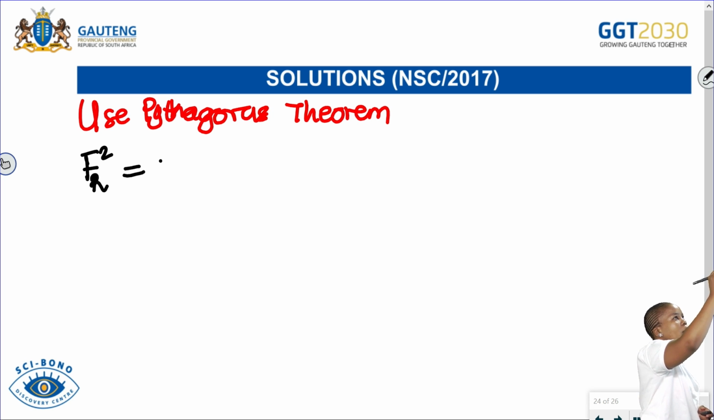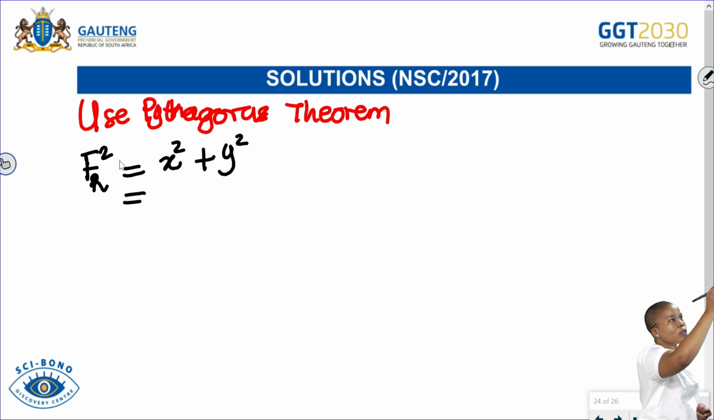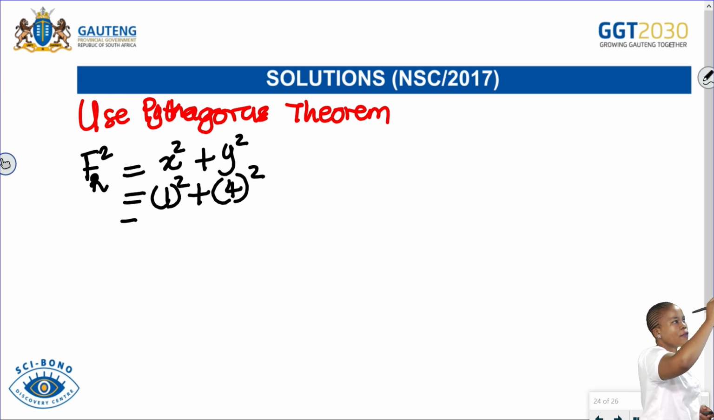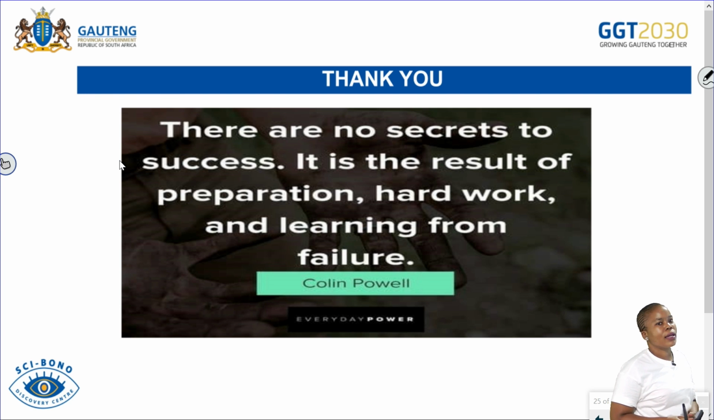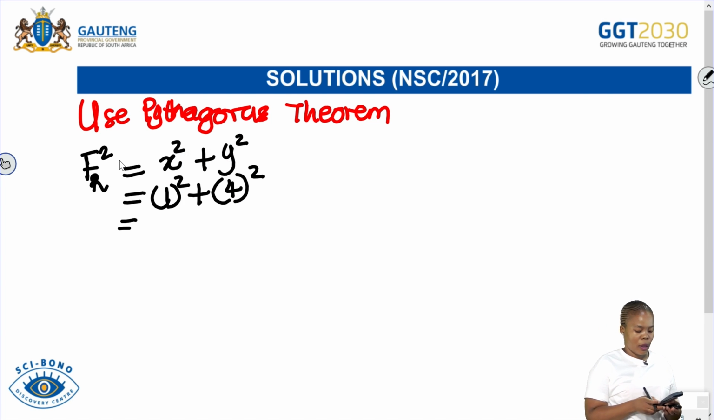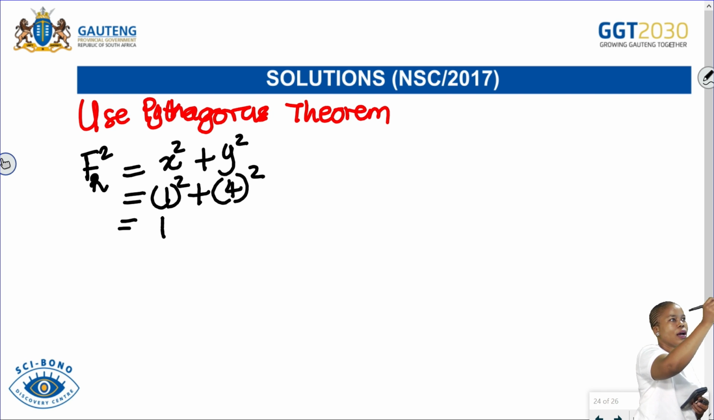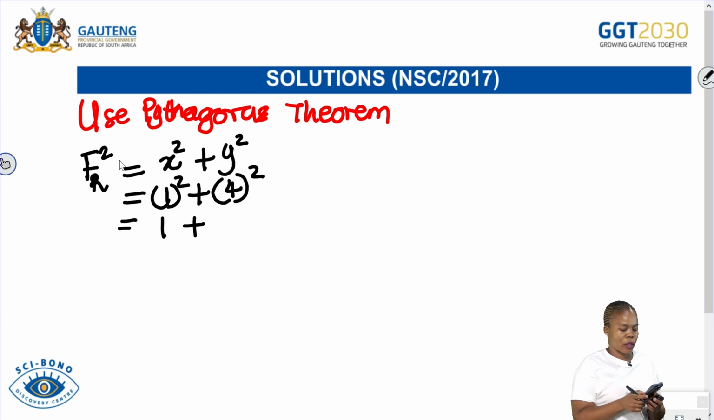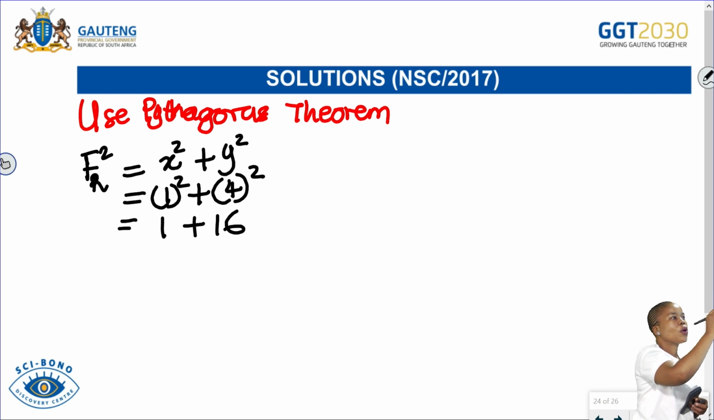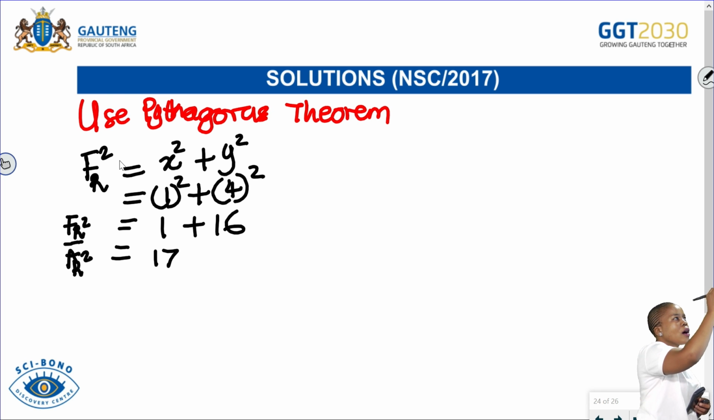Therefore, it's going to be FR squared equals x squared plus y squared. Okay, so the x is 1 squared plus 4 squared. Therefore, you put this in your calculator. 1 squared gives you 1. 4 squared is going to give you 16, and therefore 1 plus 16 is going to give you 17. Therefore, you still continue carrying this down because you're not looking for FR squared, but you're looking for FR.